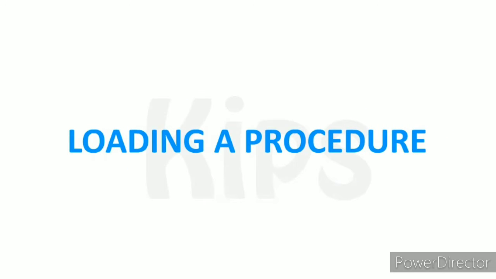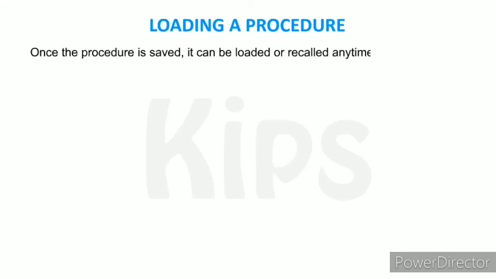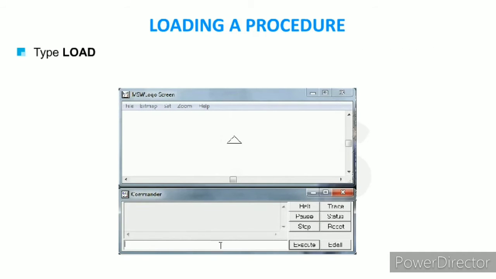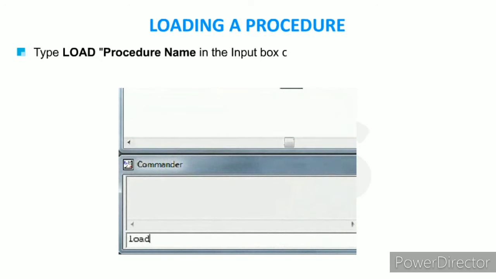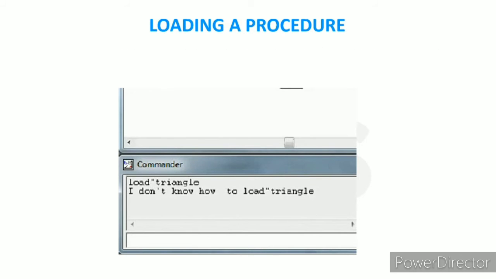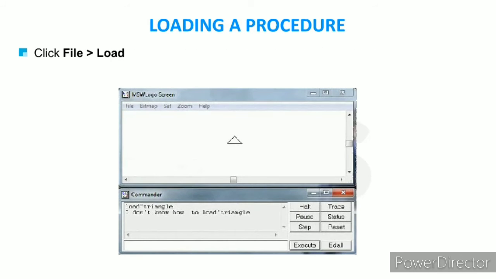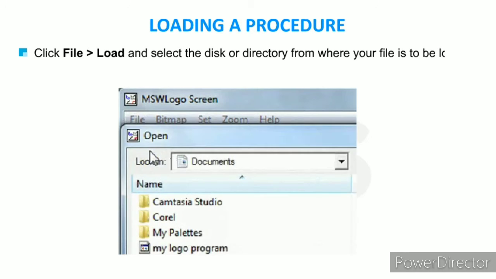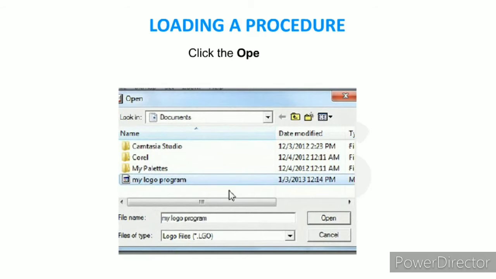Okay, now we shall find out how to load a procedure. Once the procedure is saved, it can be loaded or recalled anytime from hard disk to memory, and for this the load command is used. Type load procedure name in the input box of the commander window and press enter. Or click File, then go to Load and select the disk or directory from where your file is to be loaded. Click the Open button.